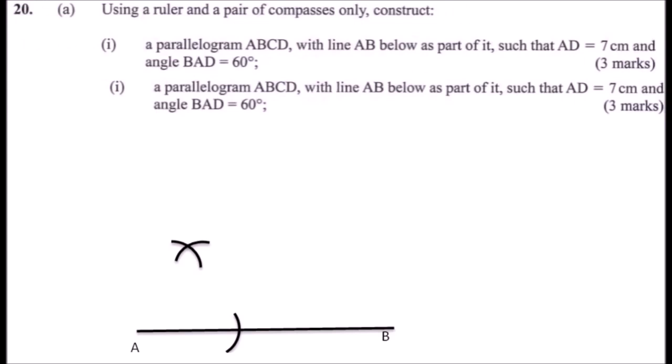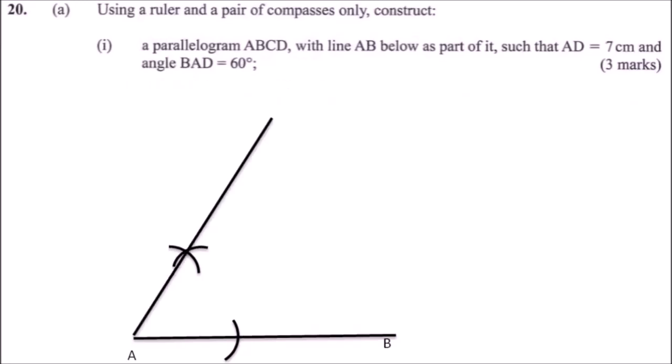So this is the line that we have been given, AB, and because we are told that AD is equals to 7 centimeter and BAD is equal to 60, we start by constructing angle 60 by making 2 marks from A to where I have my mark. Then you mark two other marks, and when you join this point to A, you have constructed an angle of 60. So I have joined A with a point, and that angle is 60.